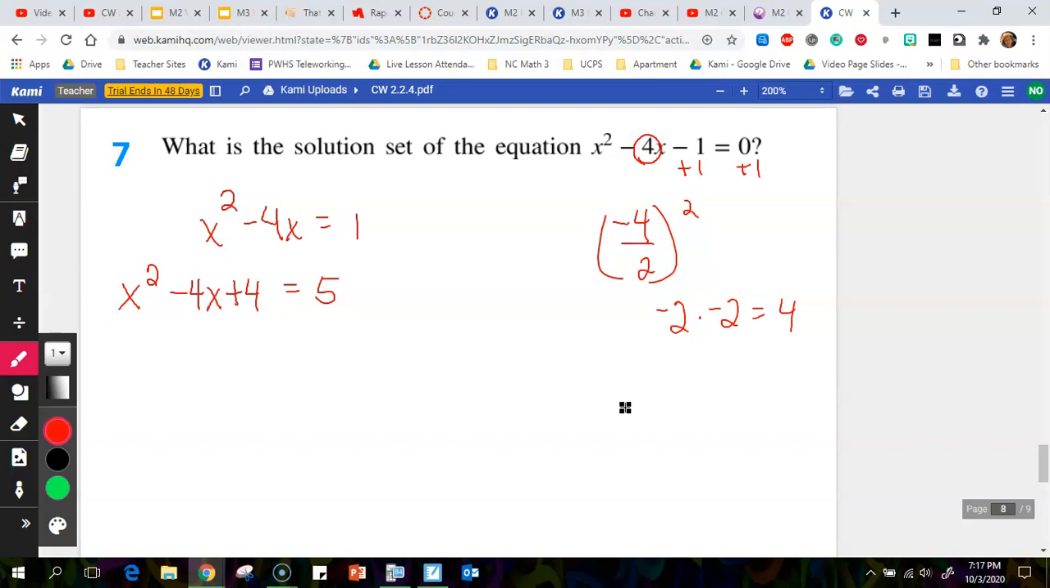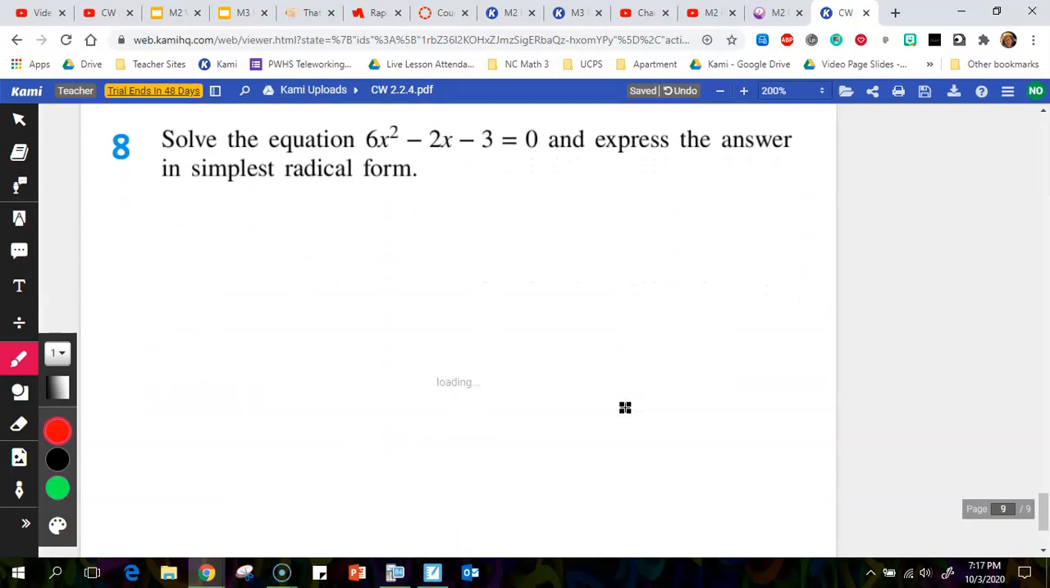The answer is x equals 2 plus root 5, or x equals 2 minus root 5. So again, you could use the quadratic formula with this. You could use completing the square. I would usually look at the middle term and see if it's an even number. If it's an even number, you can complete the square. Last one. We're going to want to do quadratic formula on this one.